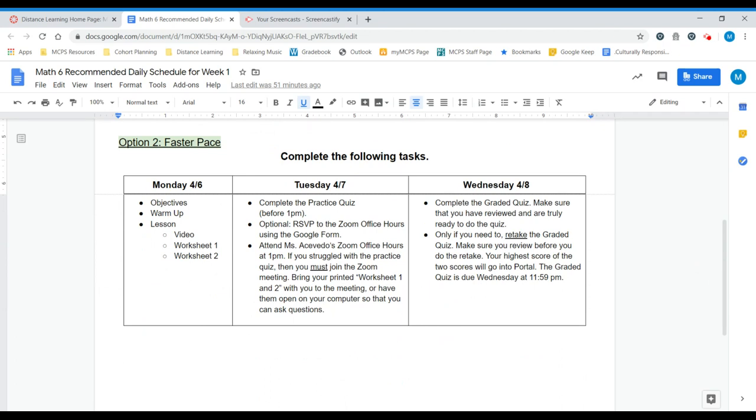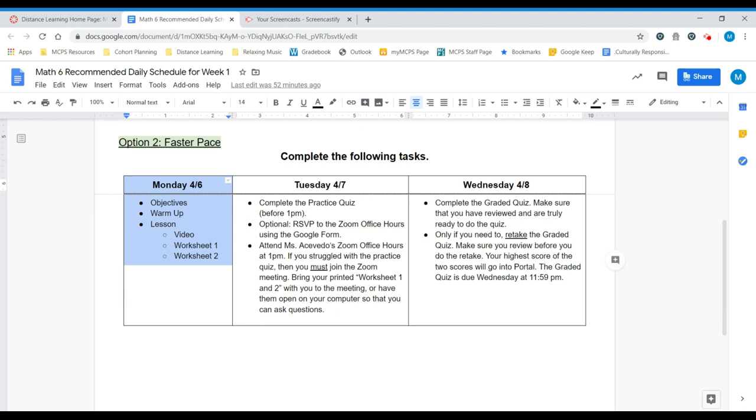For today, Monday, these are the activities from the module that you should complete. The objectives, the warm-up, the lesson, which includes a video, and 2 worksheets called worksheet number 1 and worksheet number 2. By the time you get to worksheet number 2 today, you will probably have been working on math for 45 minutes. Think about it like this. In school, class periods are 46 minutes long.